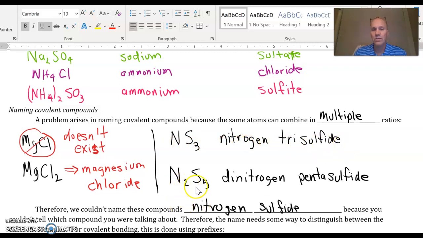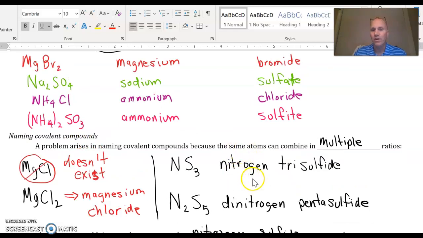All right, N2S5 would be dinitrogen pentasulfide. All right, where we do part of it the same as what we did before. Notice that the base word of the first word is just the name of an element. The base word of the second word is the "ide" version of the element, but then we occasionally put prefixes in front of those to signify how many of that particular element there are.